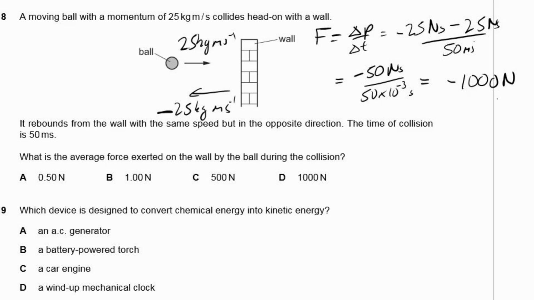Now, all that means is that is the force that the ball experiences. Well, if the ball experiences a force of negative 1,000, the ball experiences a force of 1,000 newtons. And you could just look at it from this point and say, well, you know what, it has to be the one that's 1,000, that would be okay as well. There we go.